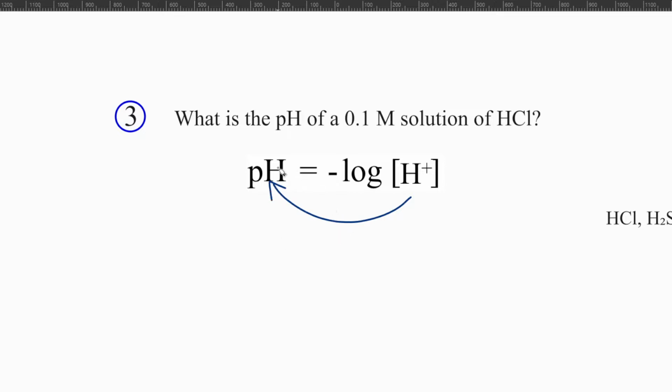When we talk about pH, this H right here, that's the H plus ion. That's what makes things acidic, is H plus. So HCl breaks apart into H plus and Cl minus. And it's that H plus that we're really interested in when we're talking about acid-base chemistry.